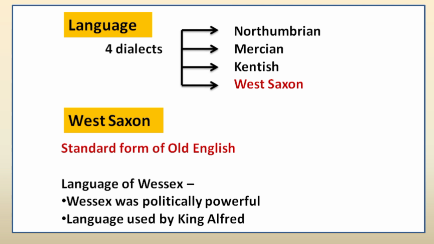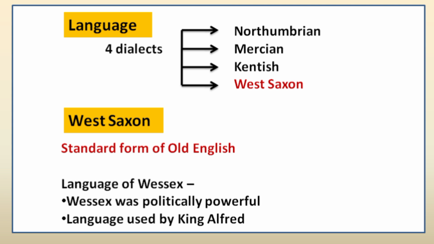Now, while all these political issues were happening, there were four dialects which were used in Britain then. The four dialects were Northumbrian, Mercian, Kentish, and West Saxon. Among these, West Saxon was a dialect which was used in Wessex. Wessex is the place ruled by King Alfred. Since King Alfred was very powerful, Wessex was politically powerful, and the language of Wessex was also used as a kind of official language.